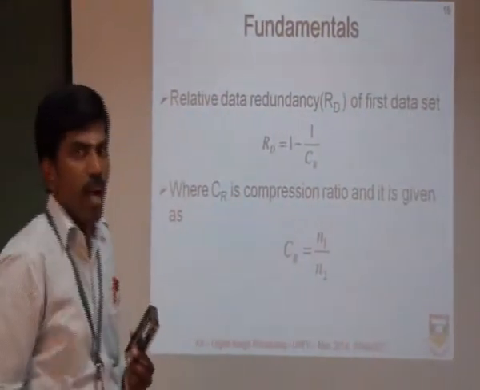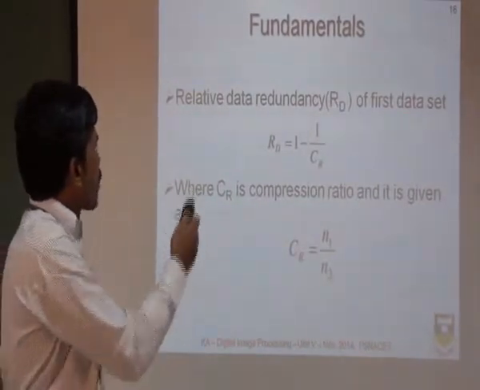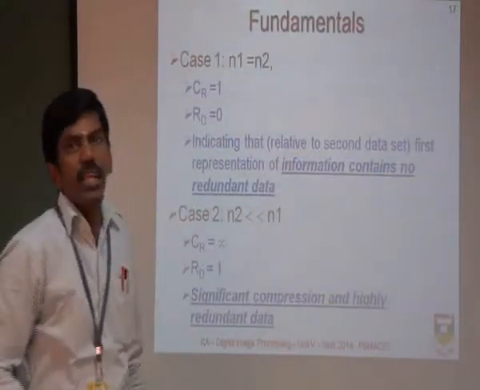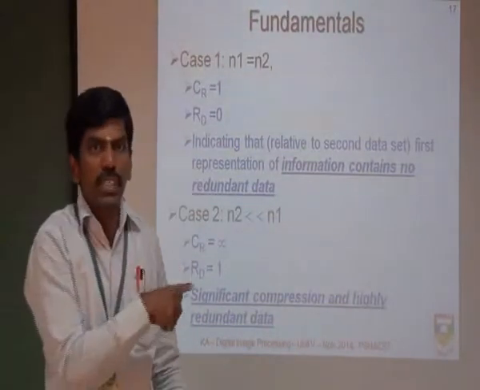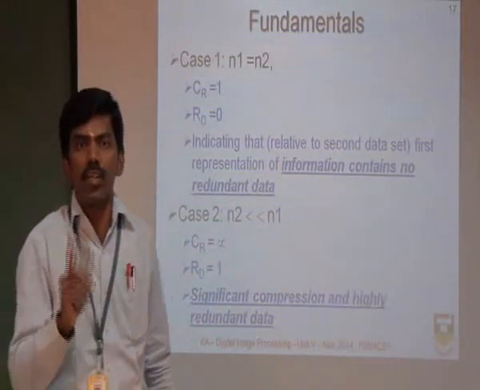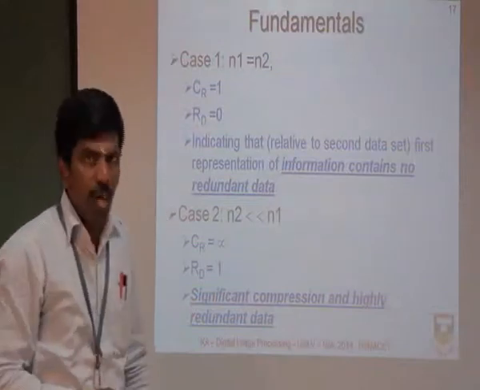What I previously taught on the blackboard: your relative data redundancy for the first data set is the formula you can use. Compression ratio is N1 by N2. Similarly, I taught all three cases. In the first case, both data sets are the same, that is N1 and N2 are the same, so CR is 1 and RD is 0.